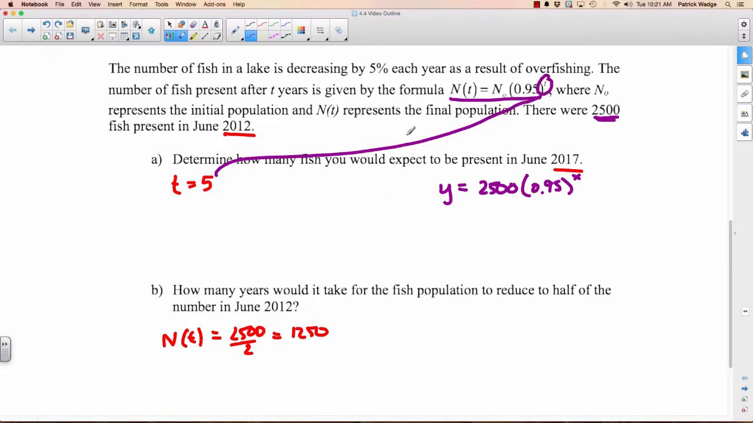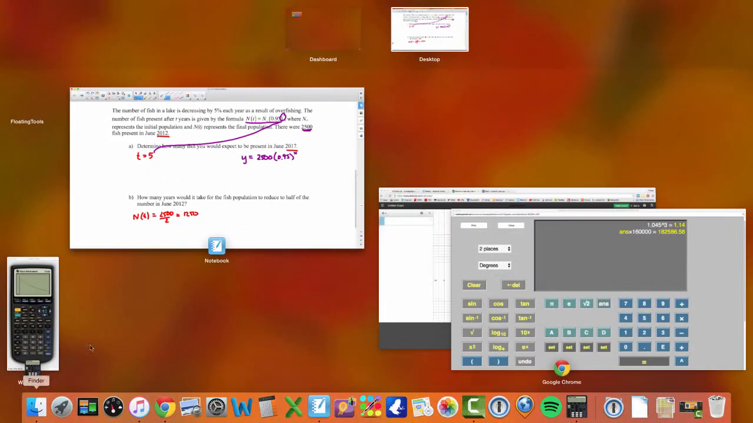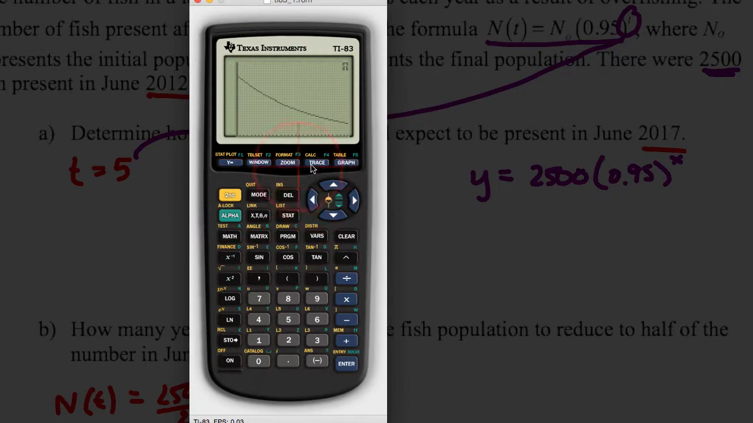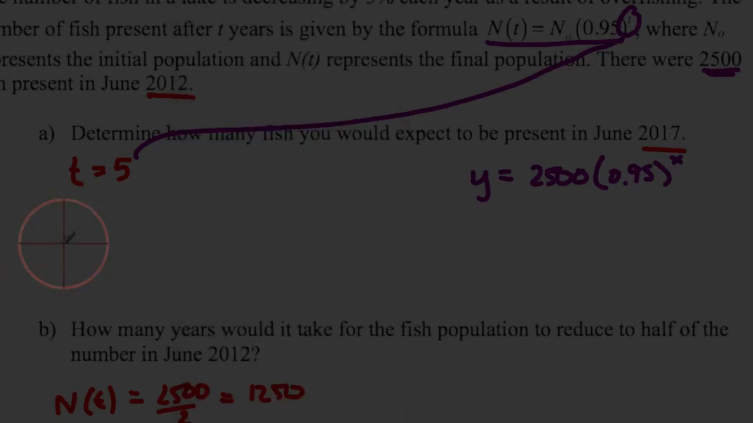But if you're being, I don't know if it's lazy is the right word, but if you don't want to do the calculations, you could go to your graphing calculator. You could put second, trace, we want to know the value when x is equal to 5. So you put 5 in there and hit enter, and you get, when x is 5, y is 1,934.4. I don't think you're going to have half a fish, so we'll just put 1934.